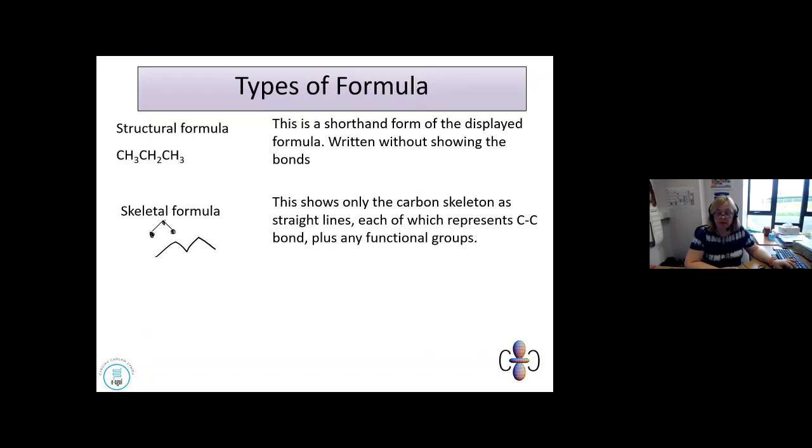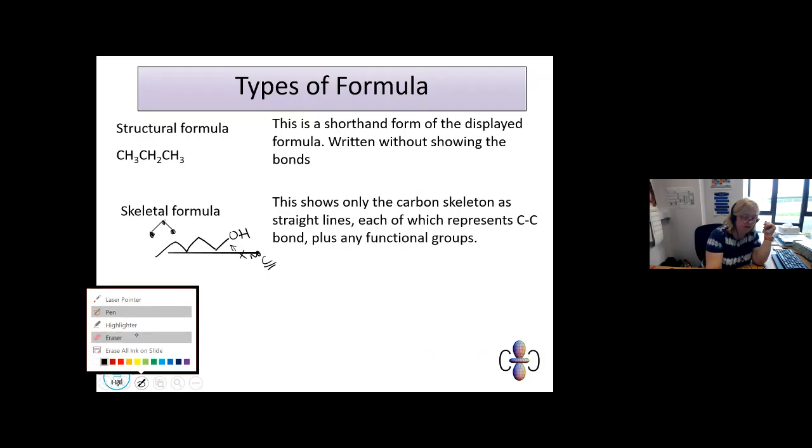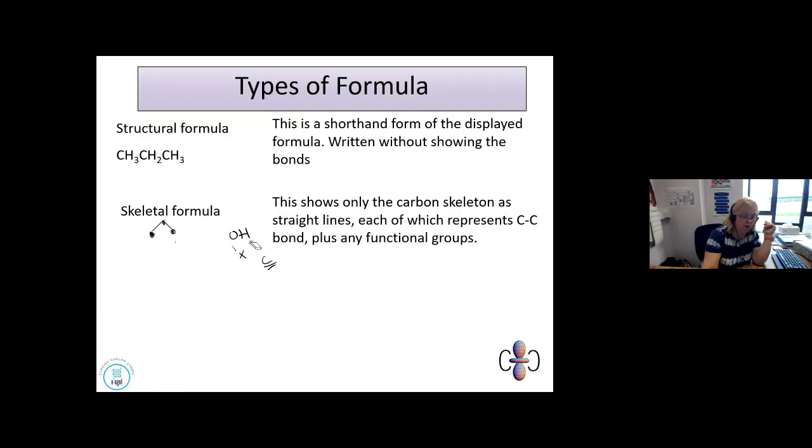So skeletal shows a skeleton of it, hence the term skeletal formula, but anything that branches off of that has to have a bond. So if it's an alcohol, you'd actually have to show an OH coming off of it. Be careful though, there is no carbon there. So no carbon at that point. Okay. Right, so that's skeletal. Hopefully that makes sense to you and you're familiar with these now and you're growing confidence in how to represent them maybe.